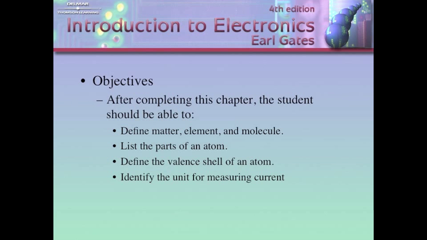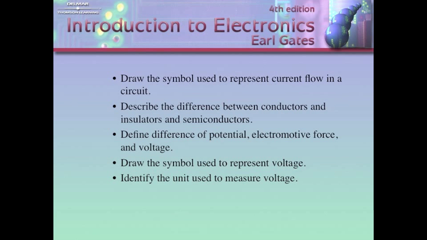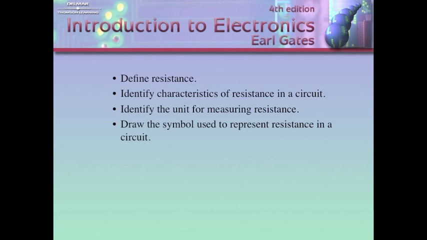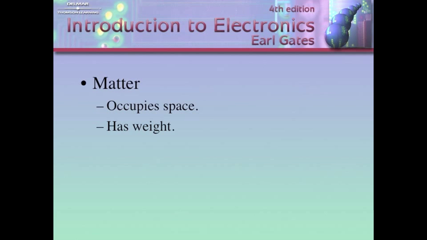Objectives: after completing this chapter, you, the student, are going to be able to define matter, element, and molecule, list the parts of an atom, define the valence shell of an atom, identify the unit for measuring current, draw the symbol used to represent current flow in a circuit, describe the difference between conductors and insulators and semiconductors, define difference of potential, electromotive force, and voltage, draw the symbol used to represent voltage, identify the unit used to measure voltage, define resistance, identify characteristics of resistance in a circuit, identify the unit for measuring resistance, and draw the symbol used to represent resistance in a circuit. The first thing that we're going to talk about is matter.